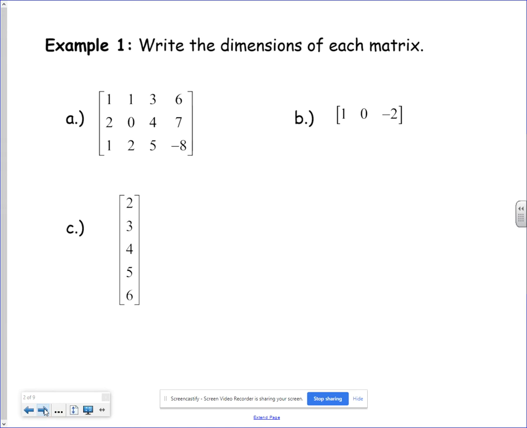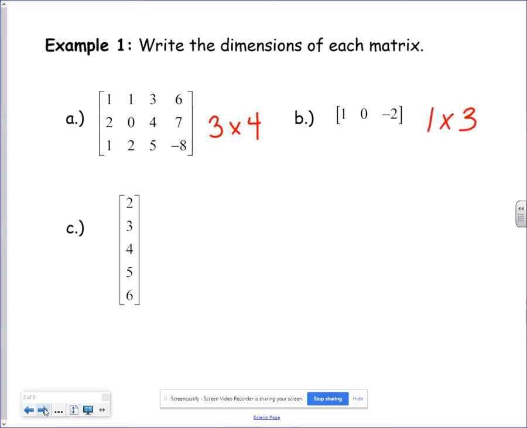So, example 1 says write the dimensions of each matrix. So pause the video and see if you can do these before I work them out. Alright, so if we look at A here, this has 3 rows and 4 columns. So A is a 3 by 4 matrix. We write it out just like that. B, how many rows does it have? 1. How many columns does it have? 3. So it's a 1 by 3.